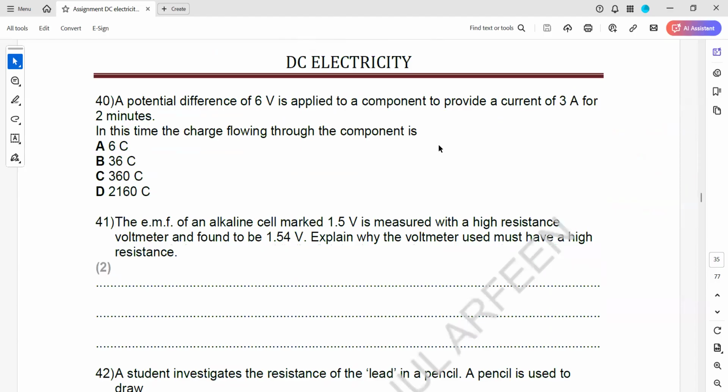A potential difference of 6 volts is applied to a component to provide a current of 3 amps for 2 minutes. In this time, what is the charge which will flow through the component? We have current is charge divided by time. So the charge which will flow is the current multiplied by time. How much current is there? 3. The time is in minutes, but time should always be in seconds. So it will be 3 multiplied by 120, which is 360. So the total charge which will flow is 360 coulombs.